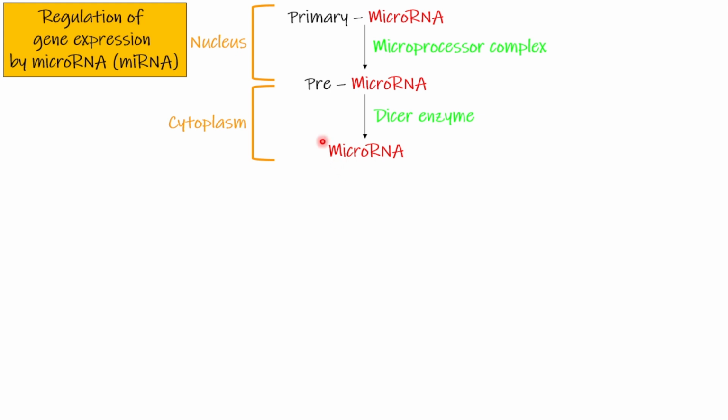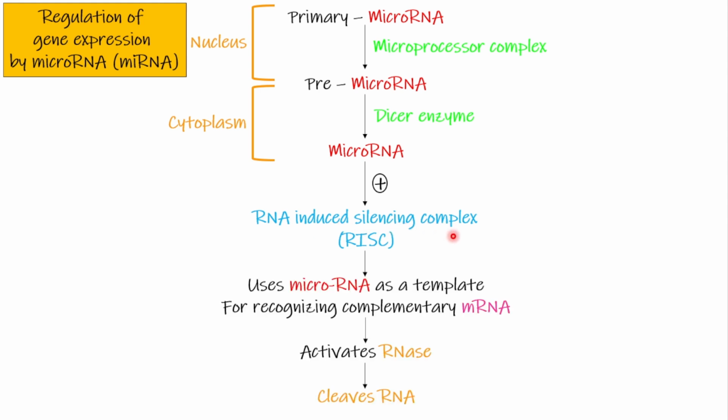Now, what is this microRNA, which is finally made after 2-3 steps, going to do? This will regulate the gene expression, but how exactly is it going to regulate the gene expression? So microRNA with the RNA-induced silencing complex, RISC, basically activates an enzyme which is RNase, and this RNase cleaves the RNA.